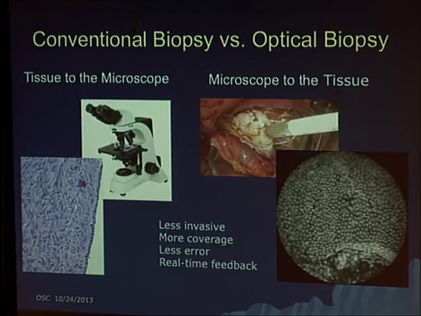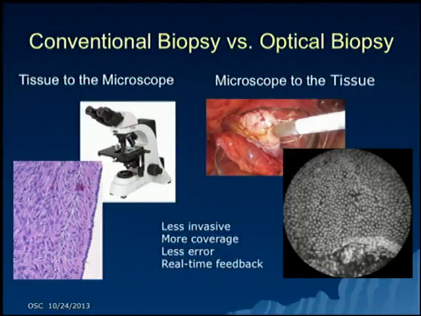The advantages: less invasive, you don't have to rip tissue out; more coverage, you can move this around quite easily and scan around, get a lot more information; less error because of what's called sampling error, where you might have taken tissue from the wrong location; and you get real-time feedback. So there's a lot of advantages to techniques and technologies that can produce optical biopsies. And so the approach we're taking is one of many.